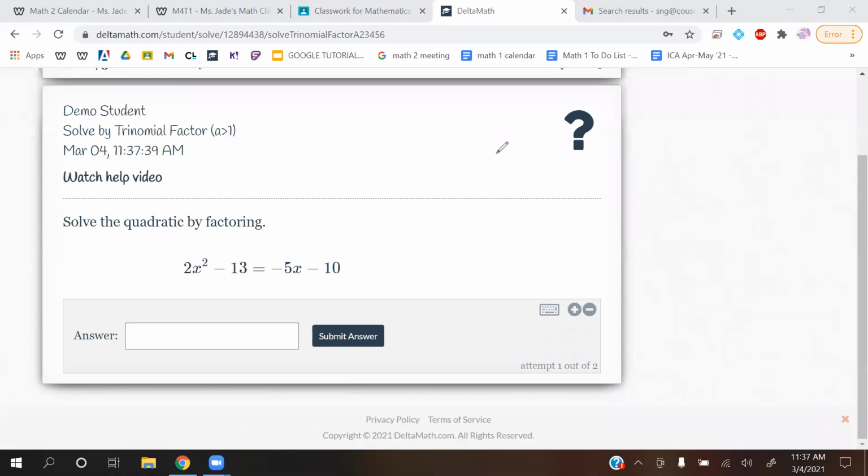Change color to black. Okay, we're going to solve this last quadratic by factoring. Remember, you want it to be equal to 0. So I'm going to move everything to the side with the 2x squared in it, because I want this one to be a positive number. I don't want to bring it over here and then have it be negative 2x squared. So I'm going to bring everything that way. Okay, so to do that, I'm going to do plus 5x and plus 10.